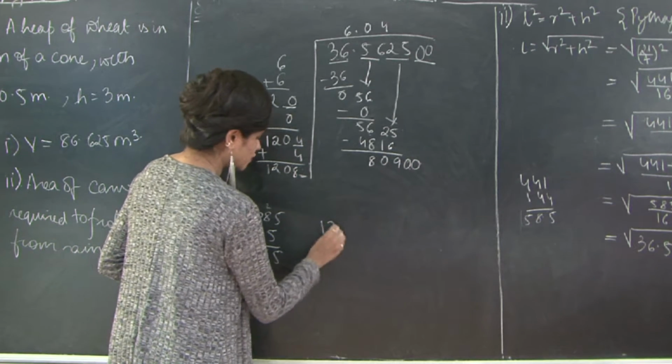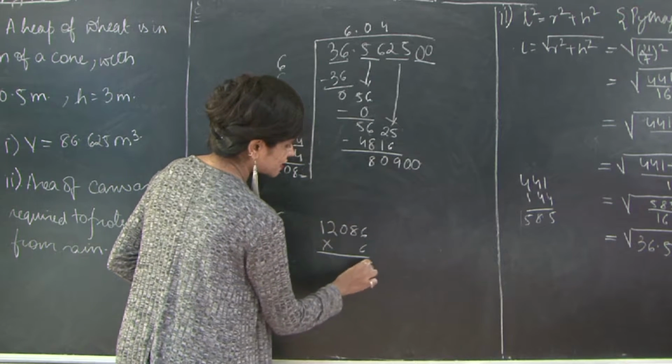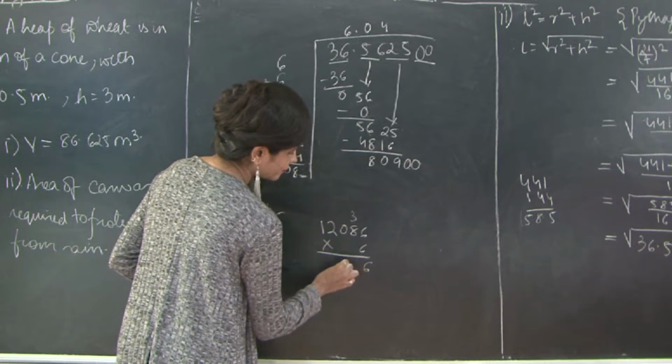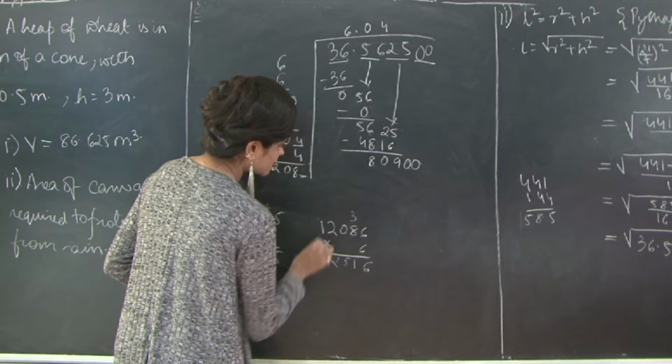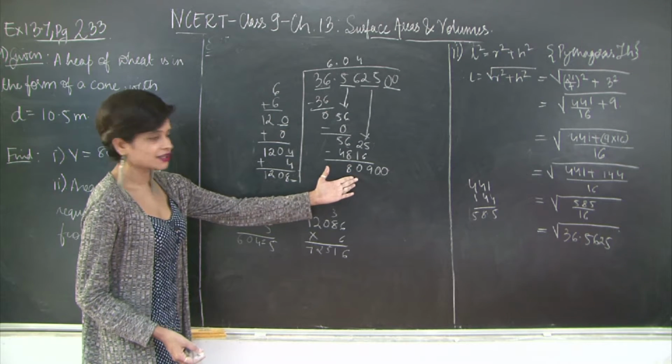So let's check with 1208 into 6. 6 6s are 36, 6 8s are 48 plus 3, 51. 6 2s are 12, 6 1s are 6, 7. So 72516 is less than 80900.